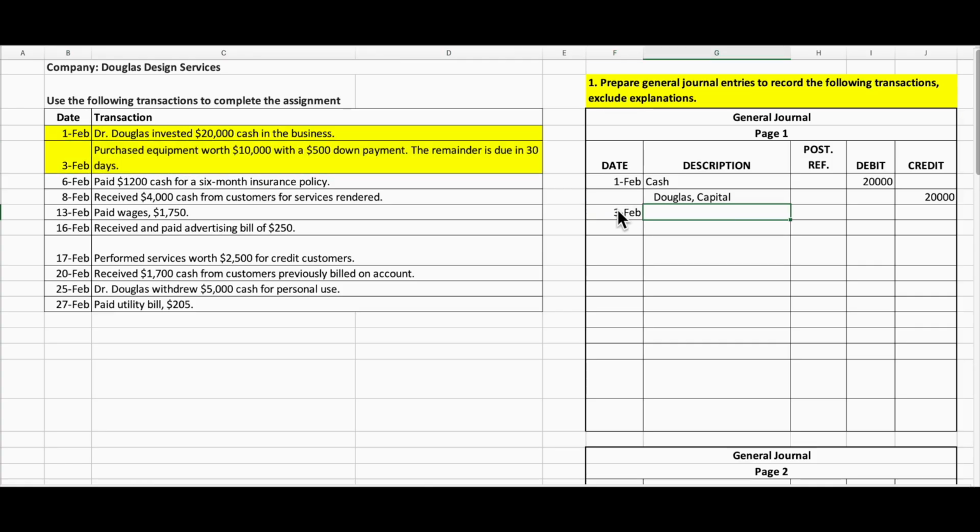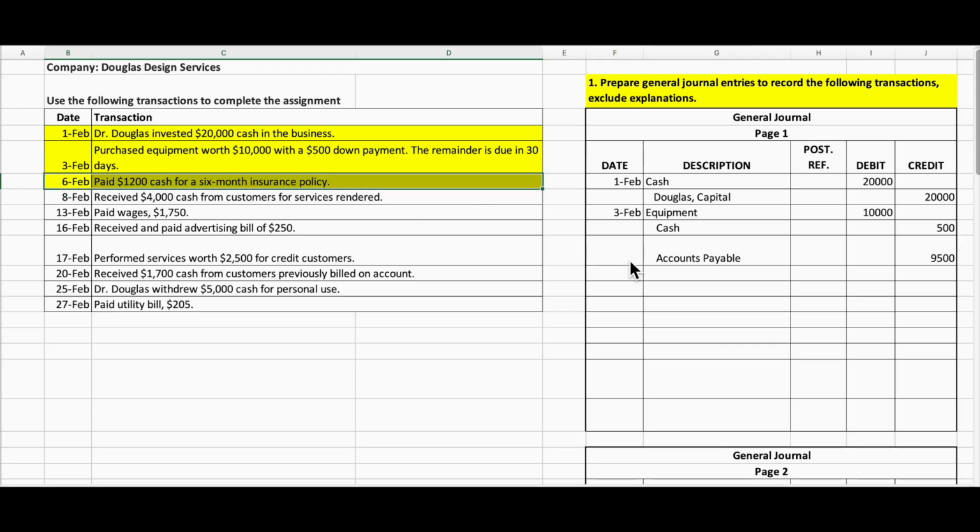Next up, on February 3rd, Douglas purchased equipment worth $10,000 with a $500 down payment. So we have equipment purchased for $10,000, and it tells us that cash was paid in the amount of $500 as the down payment. So the remainder is due in 30 days, which means that Douglas now has an accounts payable because it's money that the company owes, and that is in the amount of $10,000 minus the $500, $9,500. So that takes care of the entry for the third.